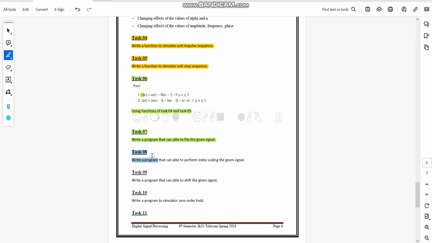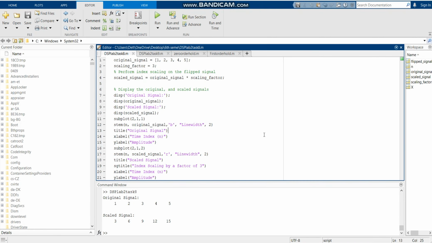Task 8 of the lab is to write a MATLAB program that is able to perform index scaling on the given signal. Now let us see the code. This MATLAB code demonstrates index scaling on a given signal, which is original signal. The signal is initially defined as 1, 2, 3, 4, 5. The code then introduces a scaling factor of 3.